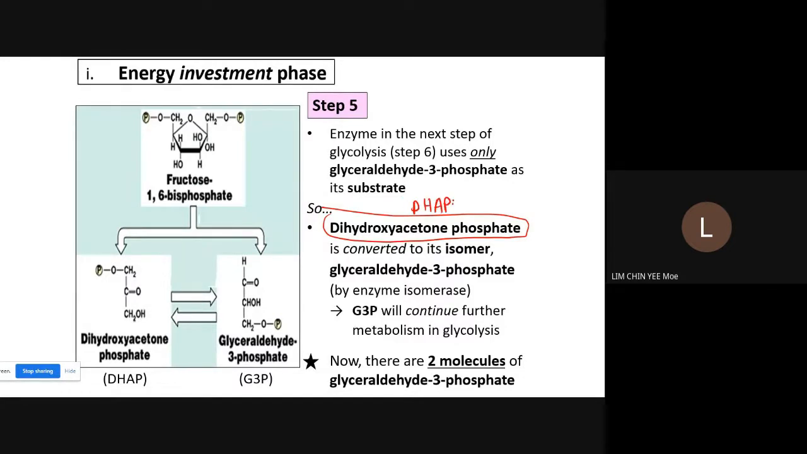So, I need to use the energy in the DHAP. How am I going to use it? I will convert it to G3P, glyceraldehyde 3 phosphate. And after that, at the end of energy investment phase, I will get two molecules of G3P. Any question on energy investment phase?